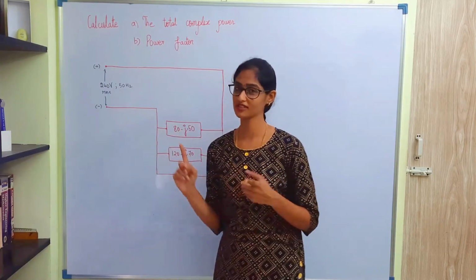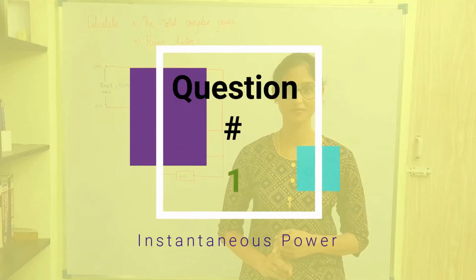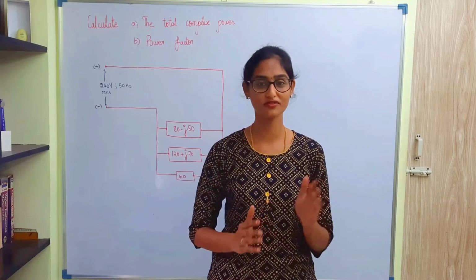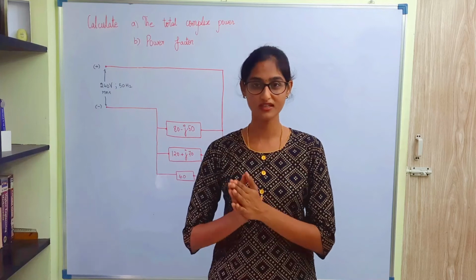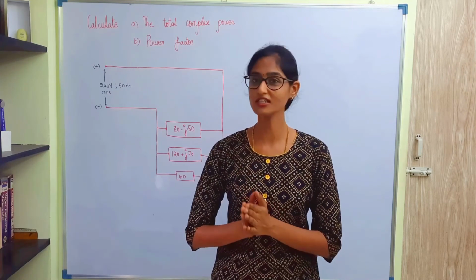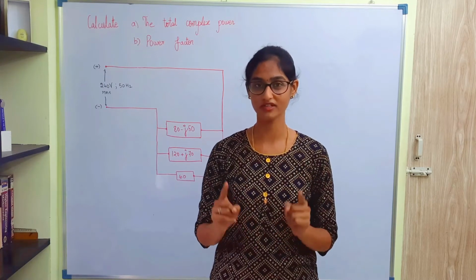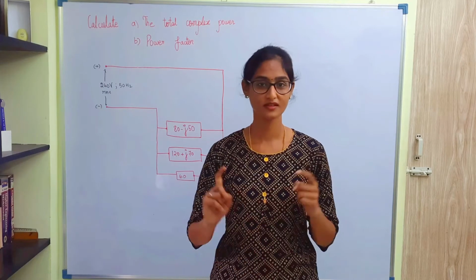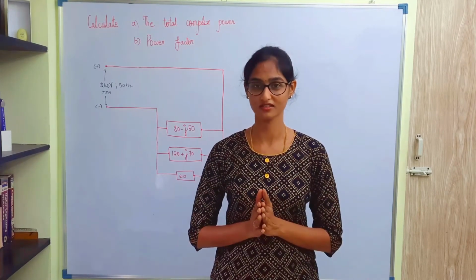Before we start solving this problem, let me ask you a quick question. You have a heater in your home. A 230 volt 50 Hz supply is given to it. What is the value of the frequency of instantaneous power? I repeat, what is the frequency of the instantaneous power that is used by this heater? You can take 10 seconds to just think about it and tell me your answers.